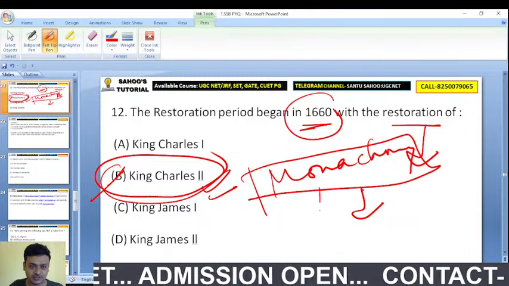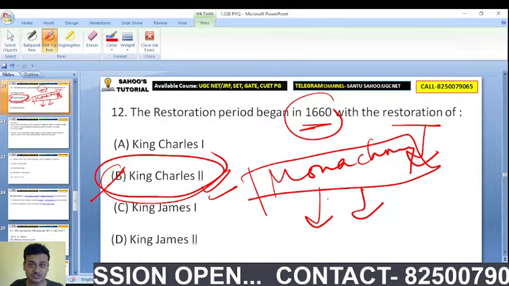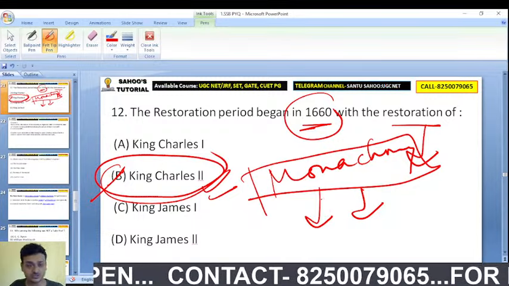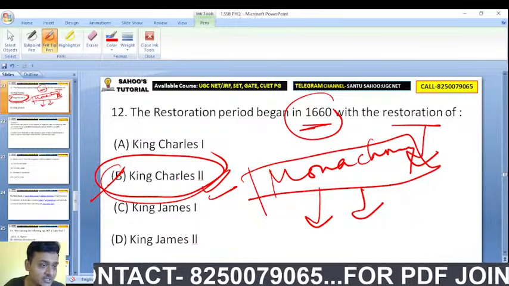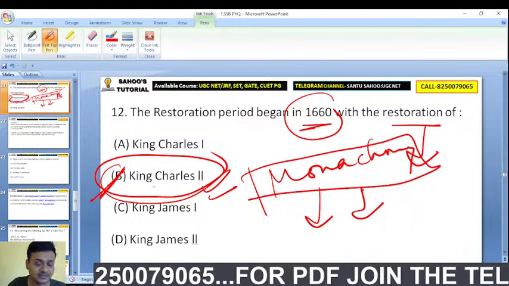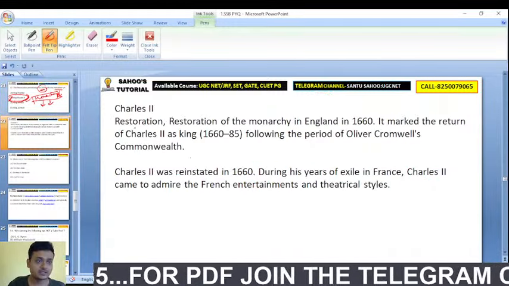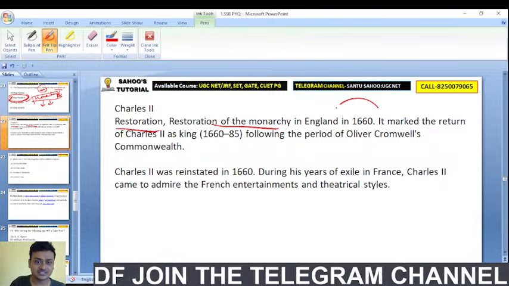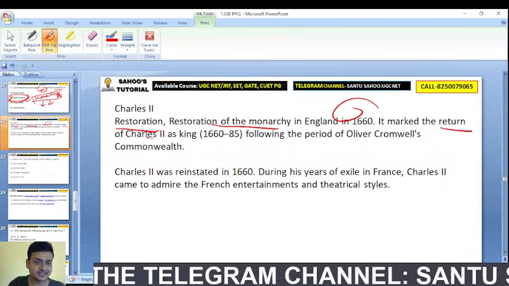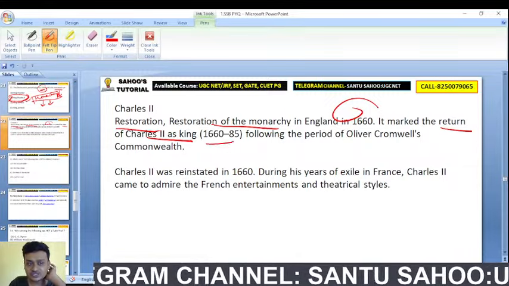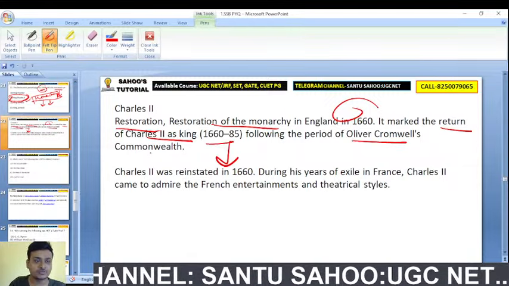And after that restoration of monarchy, drama also started to open. So King Charles II is the right answer here. Restoration of the monarchy in England, 1660, marks the return of Charles II. That is from 1660 to 1685, following the period of Oliver Cromwell's Commonwealth.